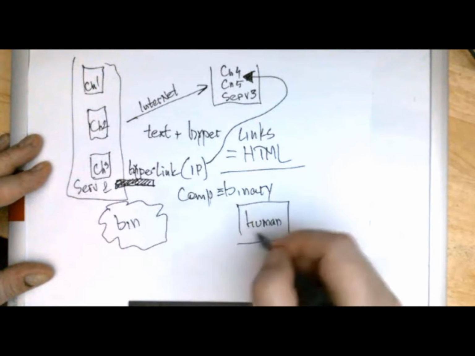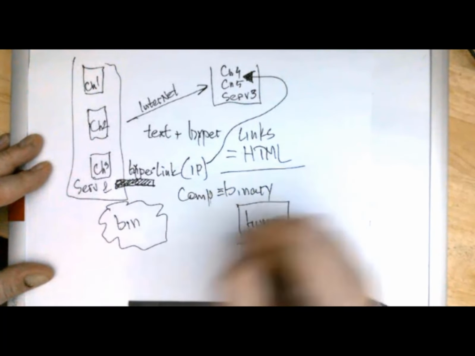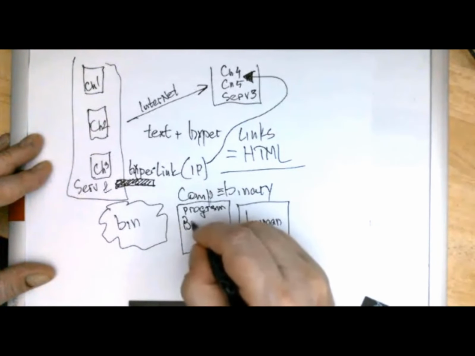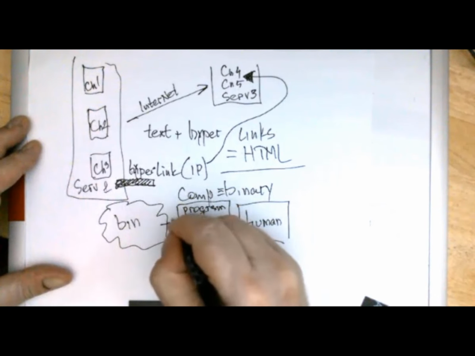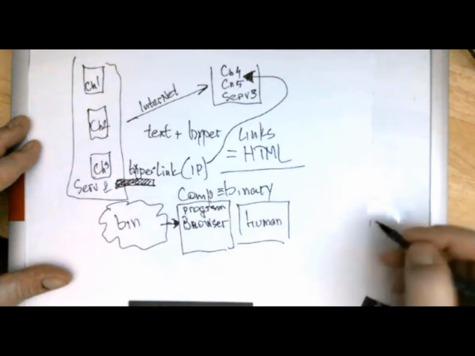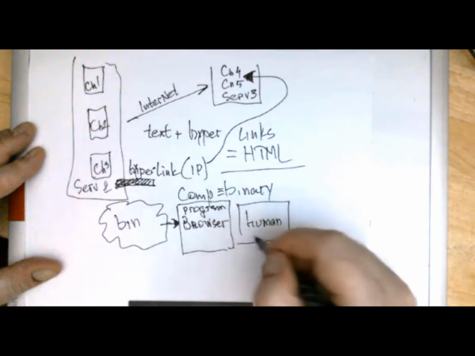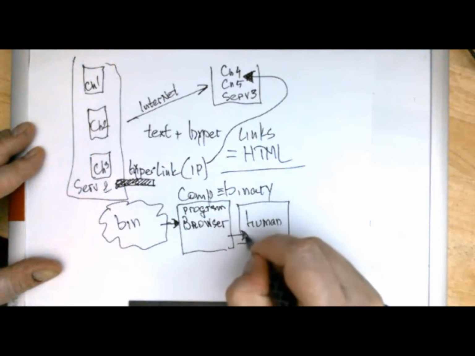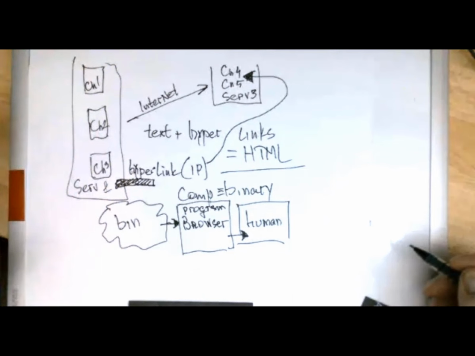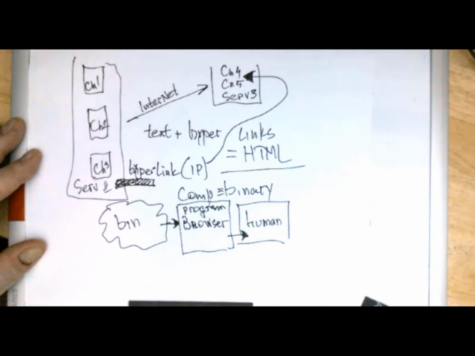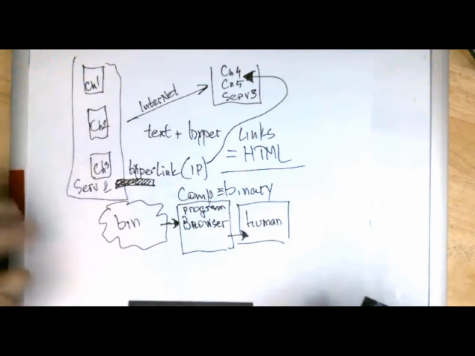How to make it understandable? We need something to convert it. What is converting? I'll put here the program named browser. Browser will take information from the binary system of the computer, convert it to a human understandable format, and display it on a screen so you will be able to understand the text, see the pictures, and hear the music.